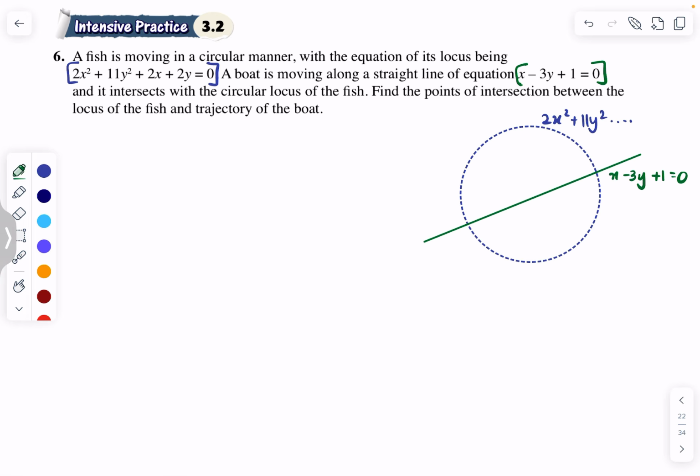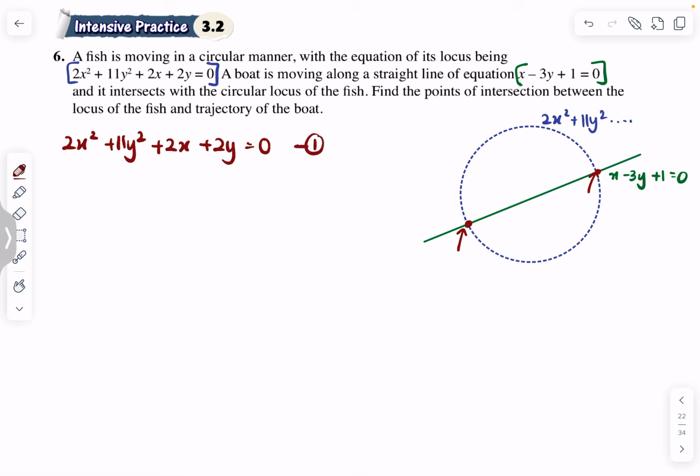Whenever you want to find intersection points, you have to solve these equations simultaneously. So we have two equations here. Let's write them down first. So we have 2x square plus 11y square plus 2x plus 2y equals 0. This will be our equation 1. Then x minus 3y plus 1 equals 0. This is our equation 2.